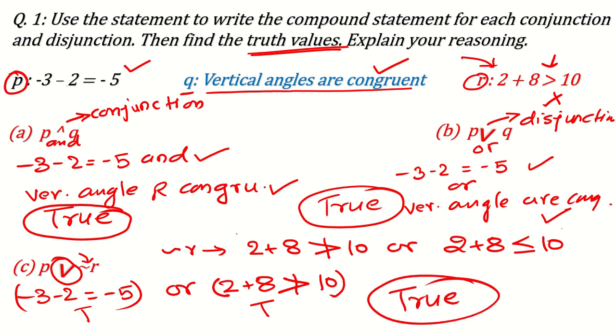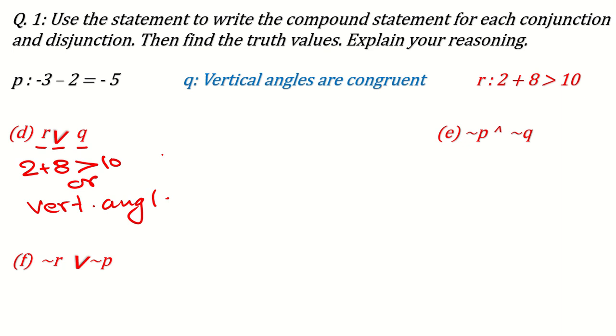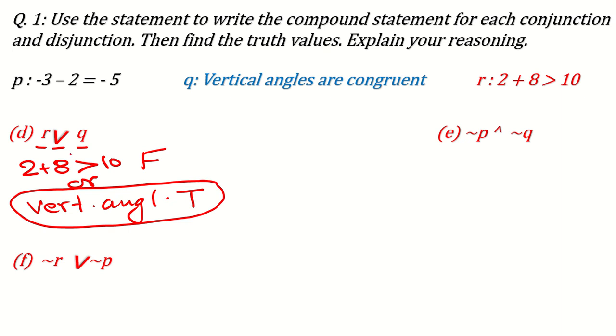Okay. Now, if you have any confusion, then you can write in the comment. Okay, I will explain it again. Another question can be, same question, another part is R or Q. So what is R here? 2 plus 8 is greater than 10, or Q is vertical angles are congruent. So you see, this is true. This is false. 2 plus 8 is greater than 10 is false, and vertical angles are congruent is true. So what I told you, for the word or, for the disjunction, if any one statement is correct, its truth value will be true.